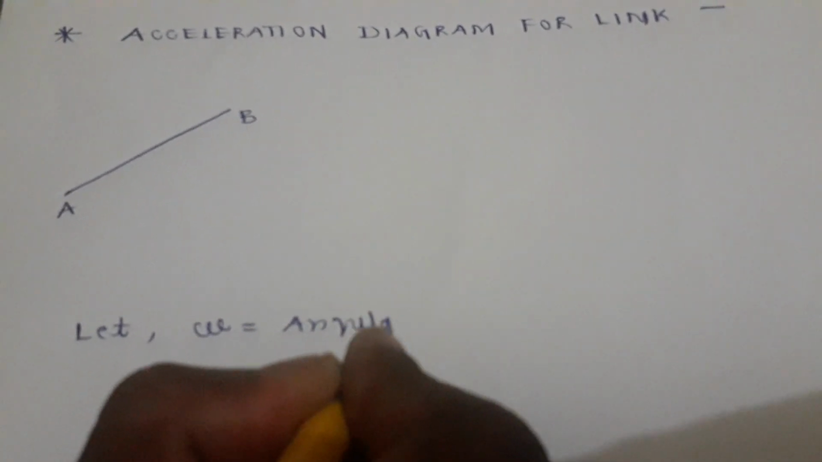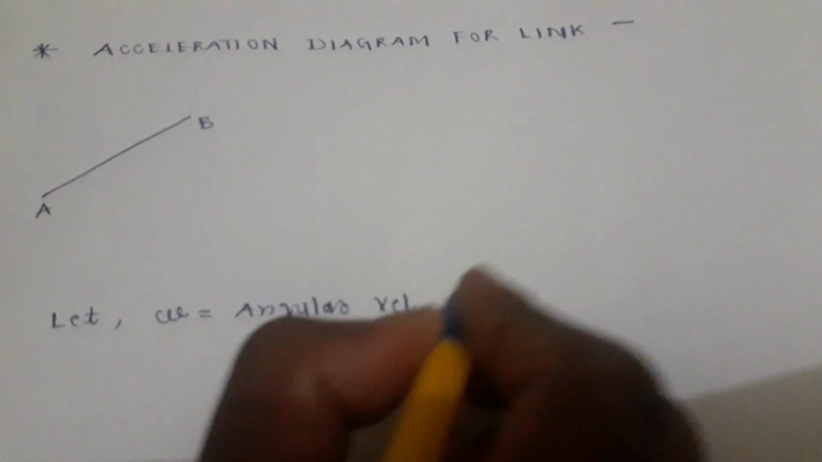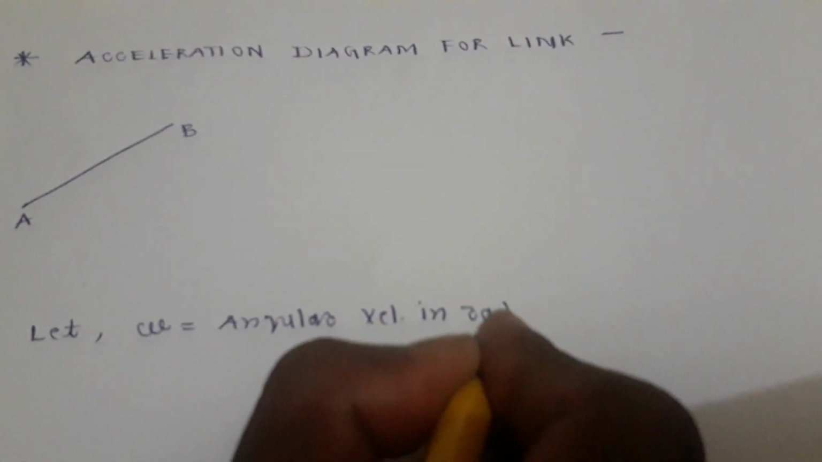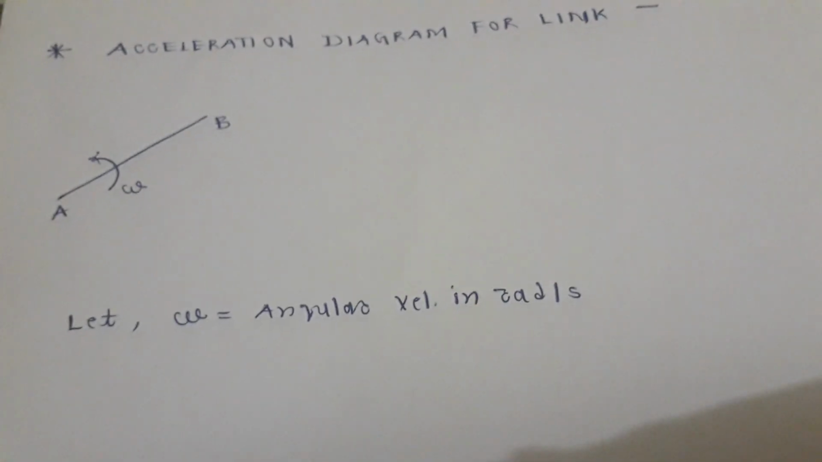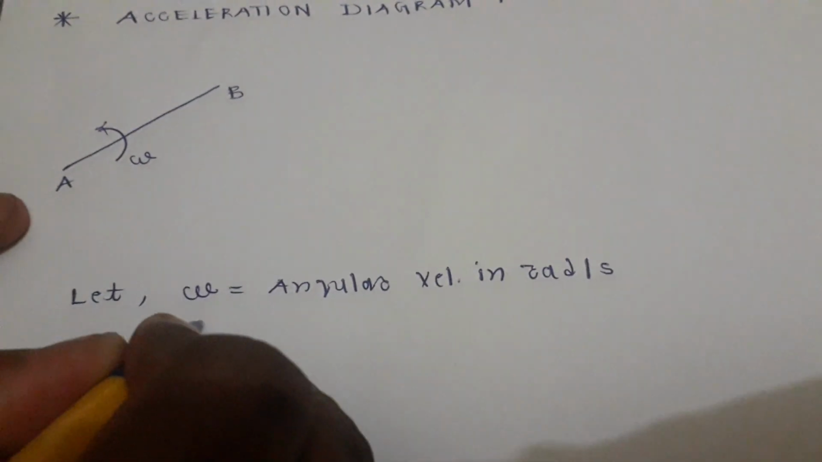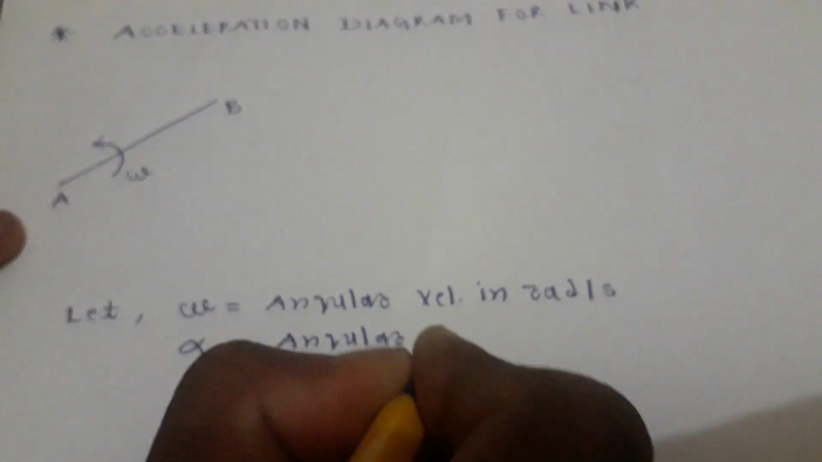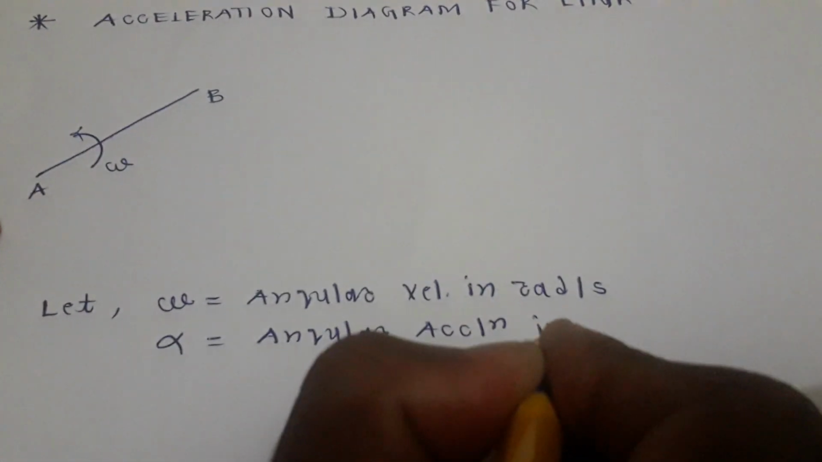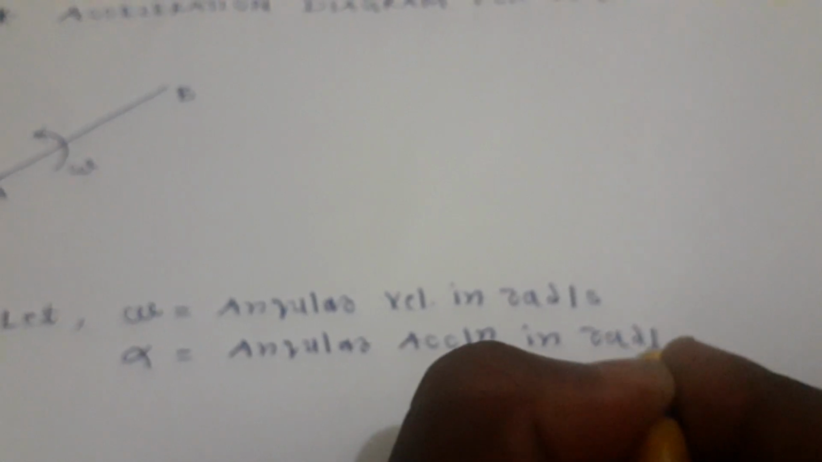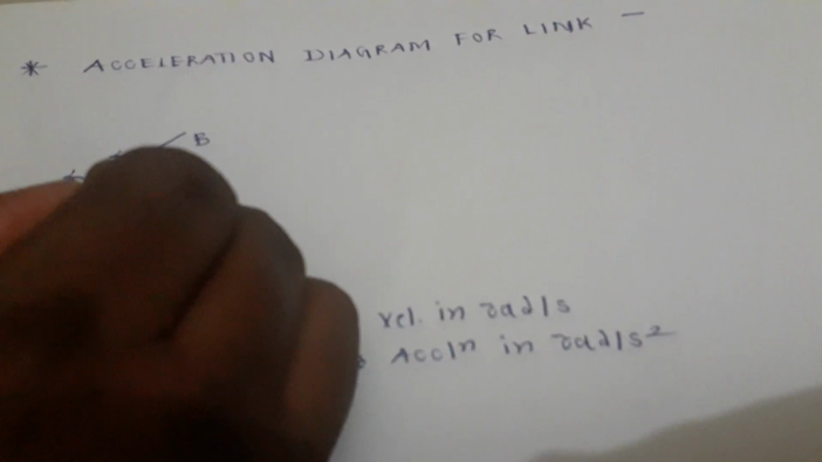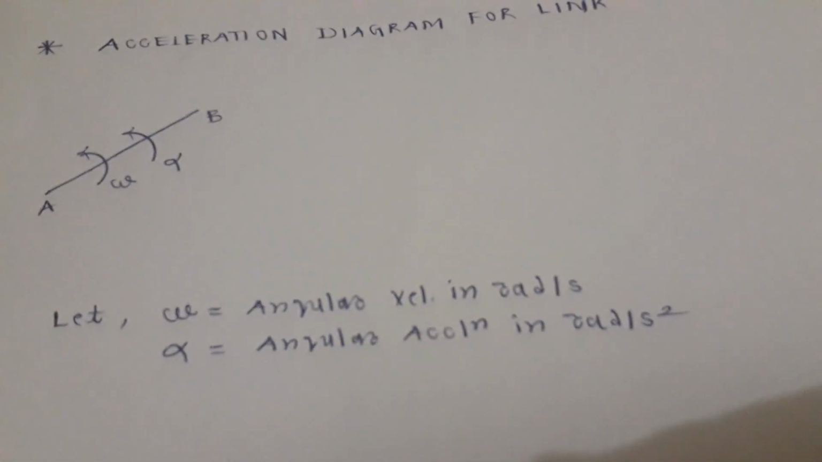omega, the angular velocity in radian per second. So here it is rotating with omega as the angular velocity, and alpha is the angular acceleration, in terms of radian per second square. So let this be the angular acceleration, that is alpha.